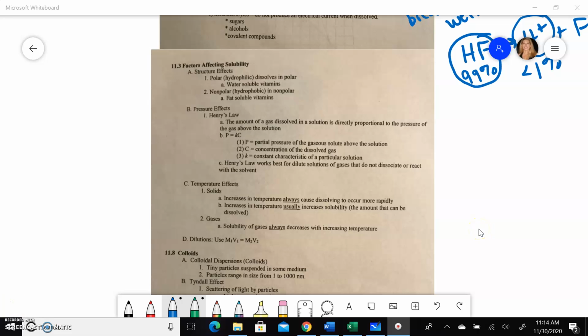The first part of today's lesson is talking about factors that affect solubility. So first of all, solubility is how well something dissolves. And there's several things that can affect how well something dissolves. And usually we talk about dissolving in water, but it doesn't have to be. You can have different solvents.